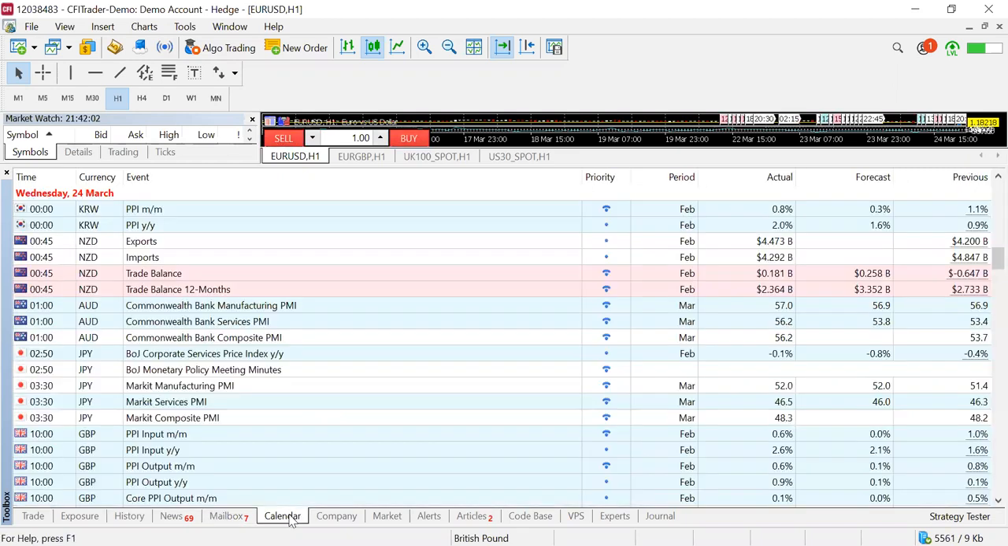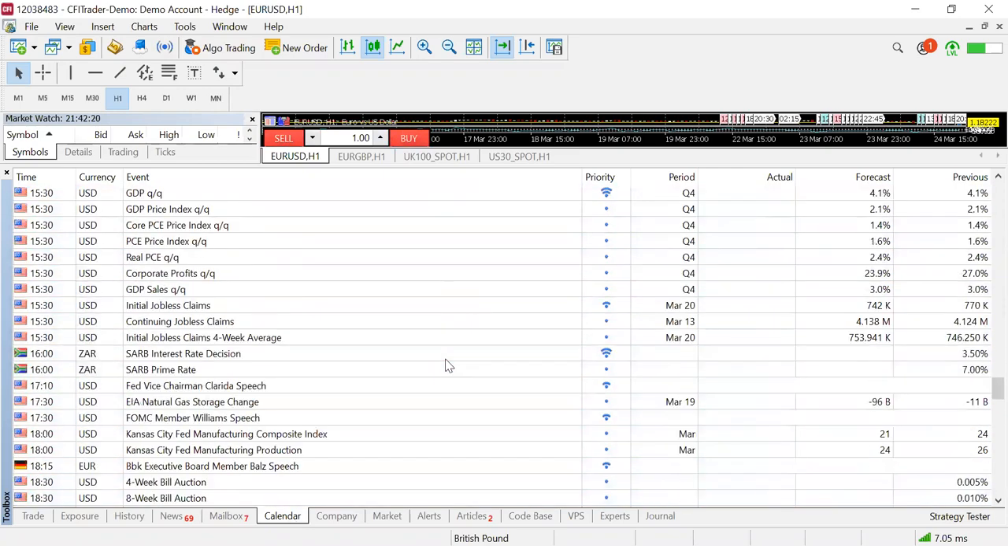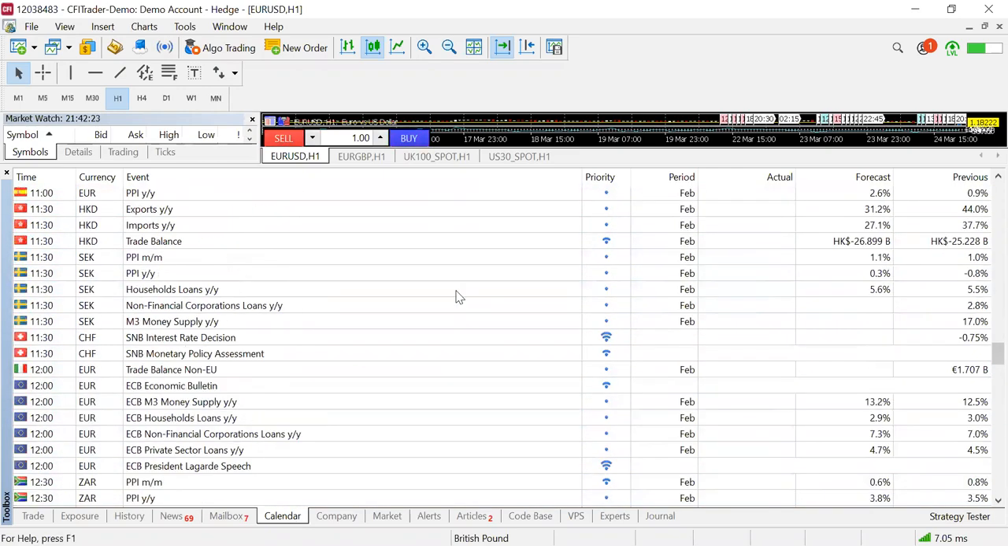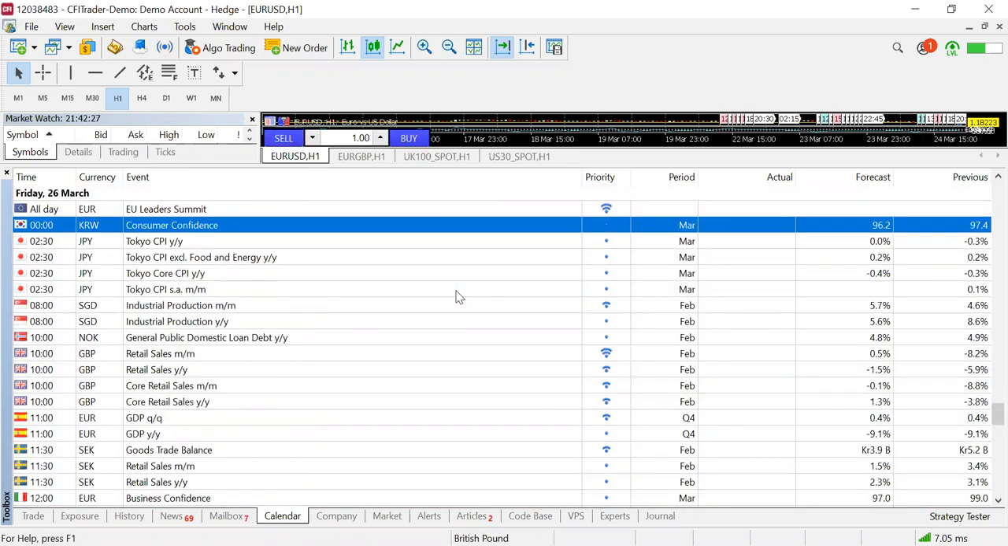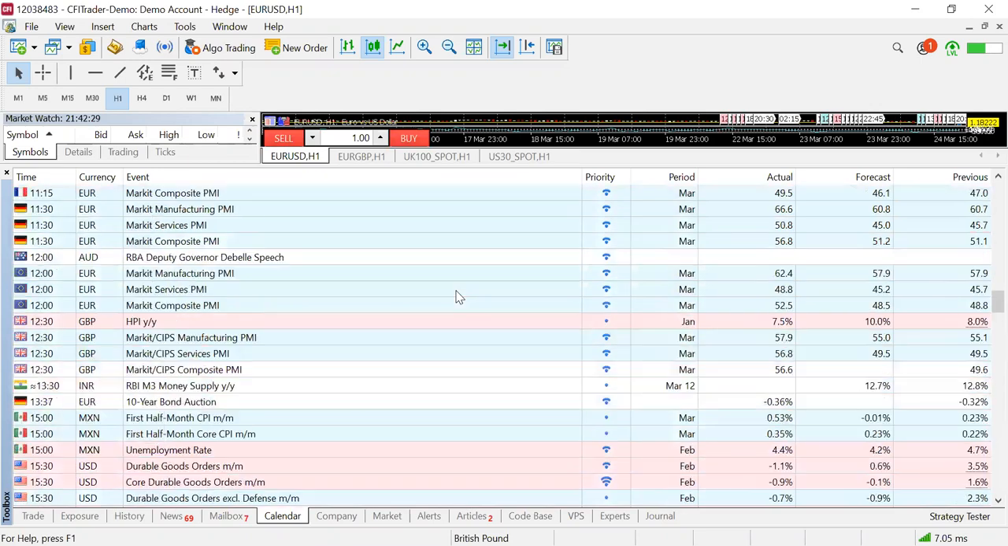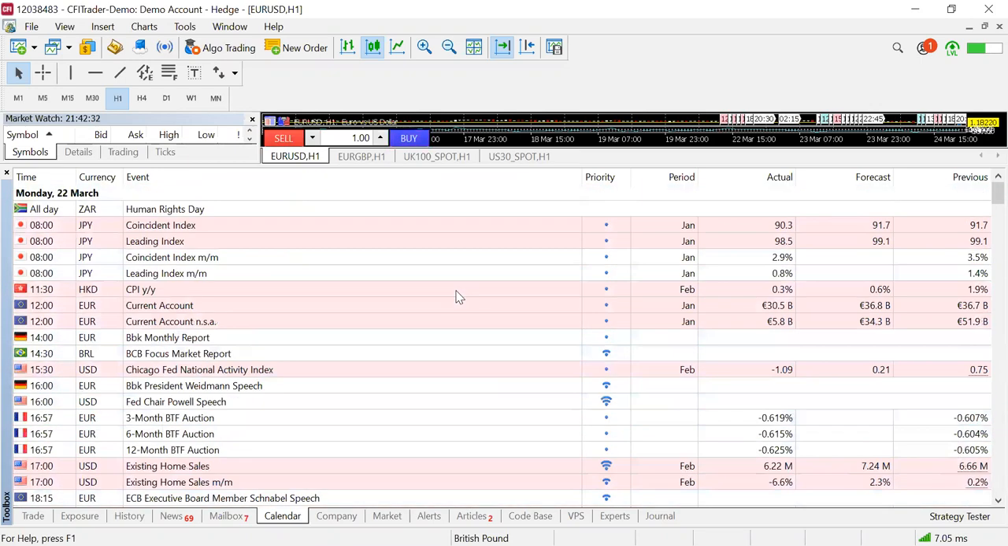Then you have the next tab, which is the economic calendar window. With us, you also have that calendar on your portal, but you already have it established in your platform. Anything that is happening for that particular day, you will see here. You can see what is happening tomorrow, what's happening on Friday, and if you want to see what happened the previous day, you can see it here. Okay, so this is an economic calendar.